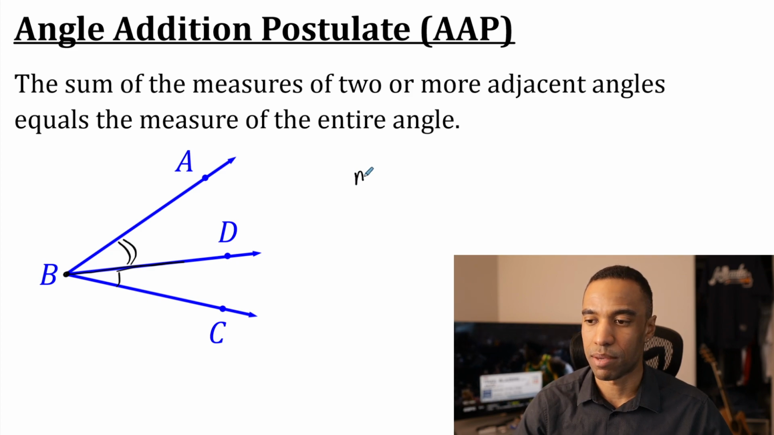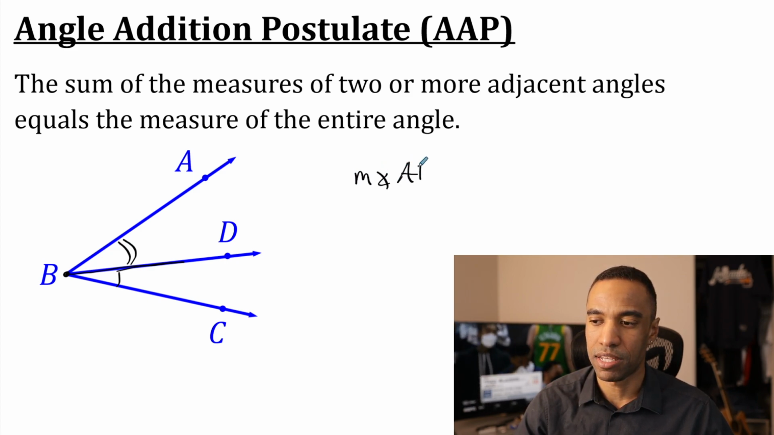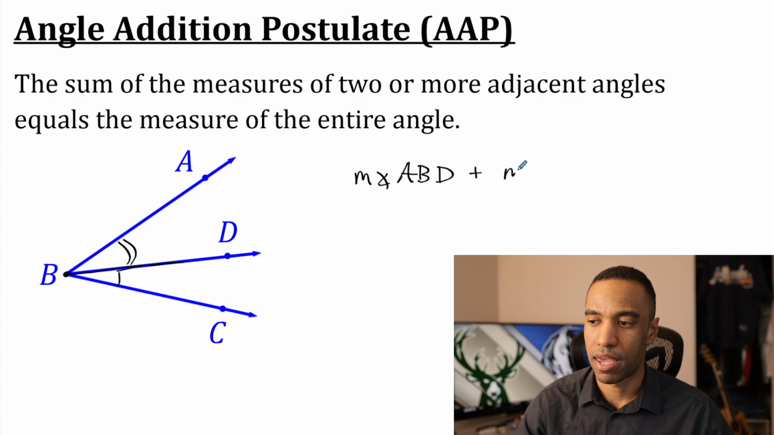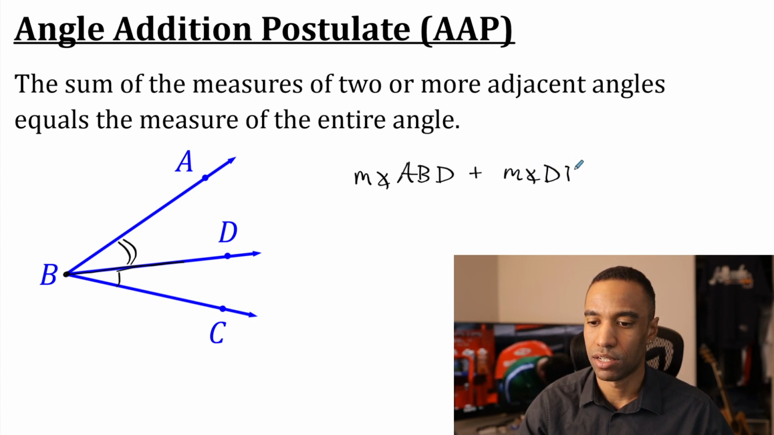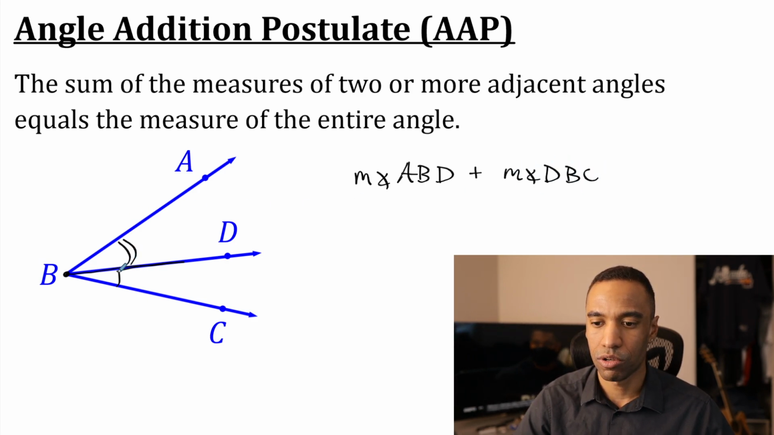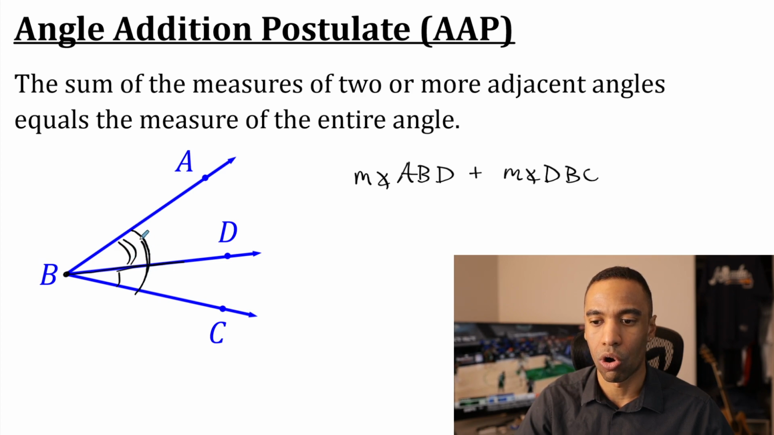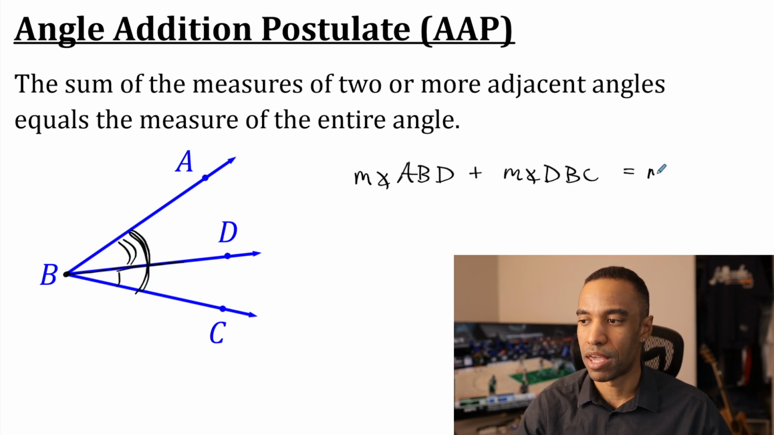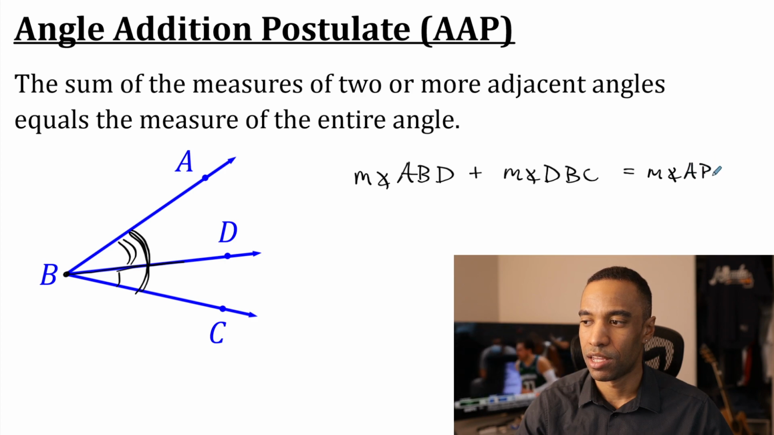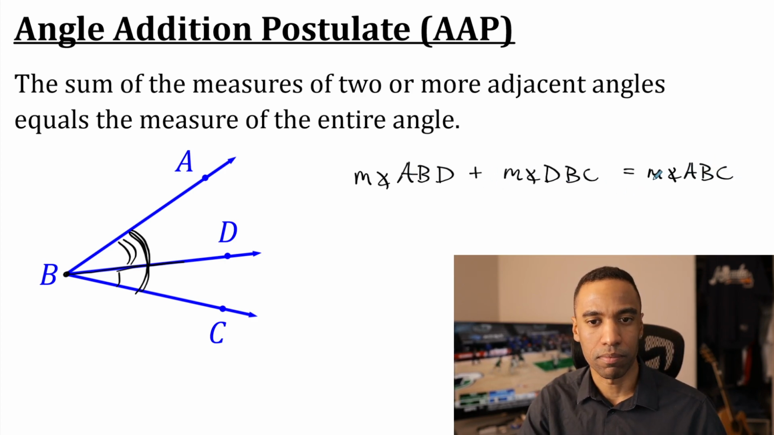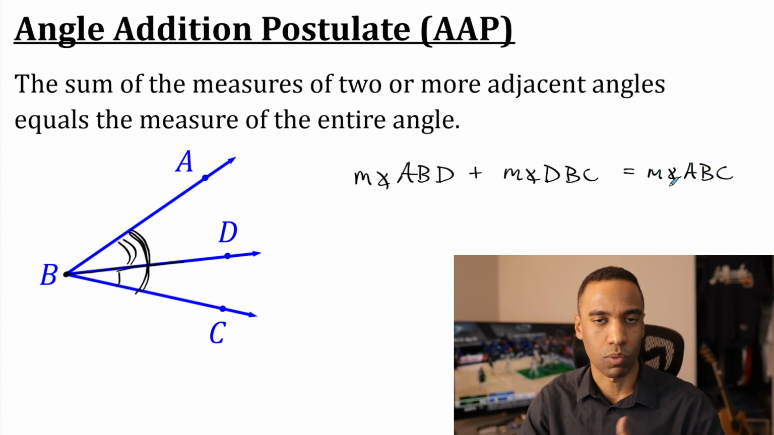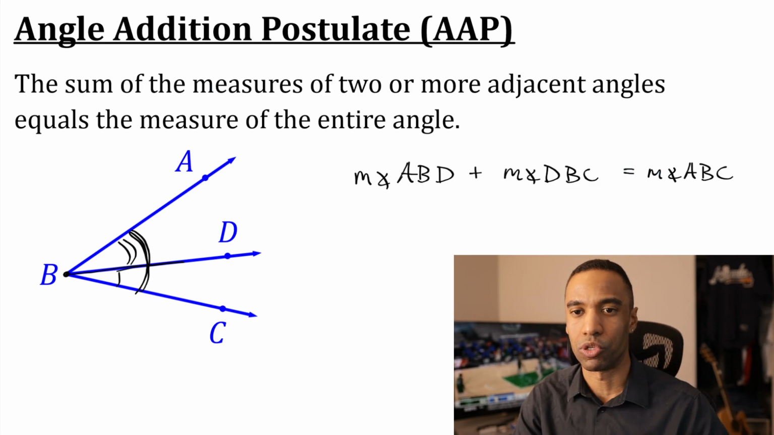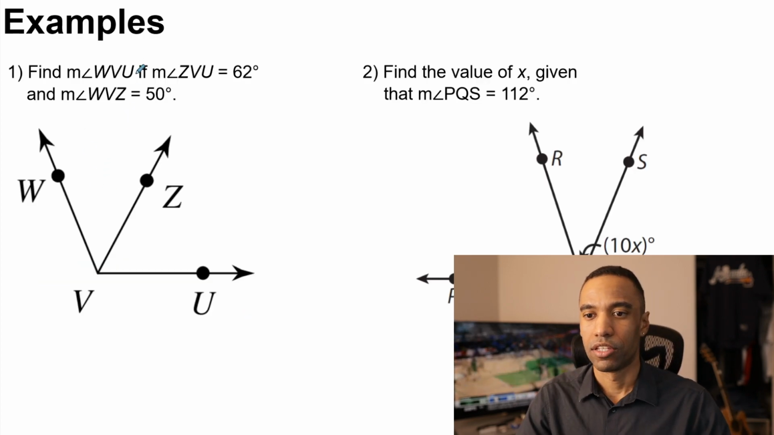So a way to write that statement could be the measure of angle ABD plus the measure of angle DBC. So this angle plus this angle measure equals the whole thing, equals measure of angle ABC. That's the basis of this thing, and that's what we're going to be doing for these problems. Let's go to them.